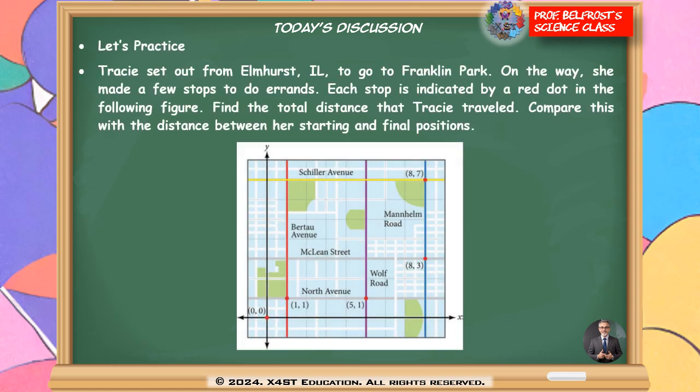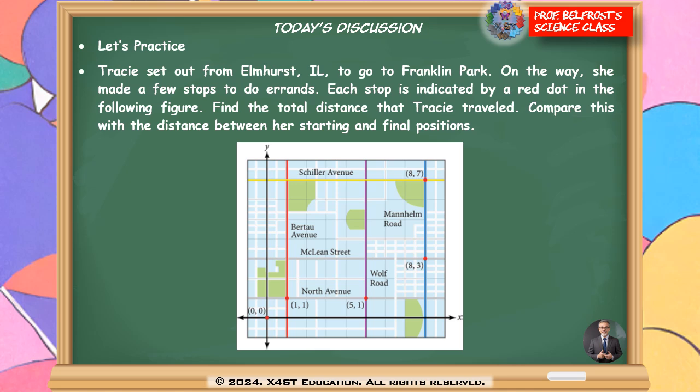Here's the second example. I'll not read the narration, you read it by yourself. The question is simple. Find the total distance that Tracy traveled and compare this with the distance between her starting and final positions. So this has actually entered the physics realm. There is a difference between distance and displacement. You need to notice that these two words are completely different.